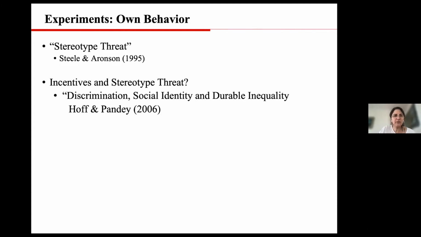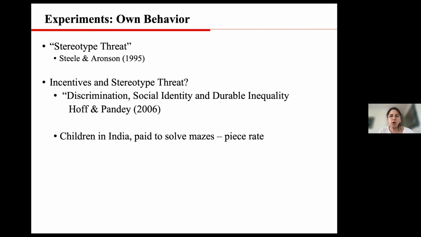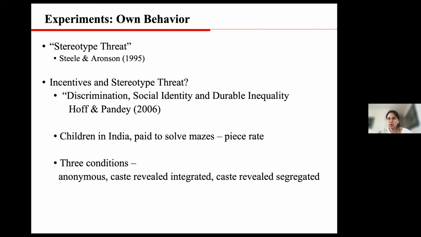Okay, so I'm going to give you an example of this in a developing country context. This is a really interesting experiment that looks at, of course, I'm using an inequality example, right? Discrimination, social identity, and durable inequality. And this is an experiment that's done in India. So children are paid to solve mazes. You have a maze, you solve the maze, and the kids get a piece rate pay for every maze that they solve. So it's an incentivized experiment. Three conditions. In one condition, the kids are just given the mazes and they solve the mazes and they get paid. In another condition, as we know in India, there's caste, and caste is revealed by the name of the kid. So there's a room where kids are mixed caste.